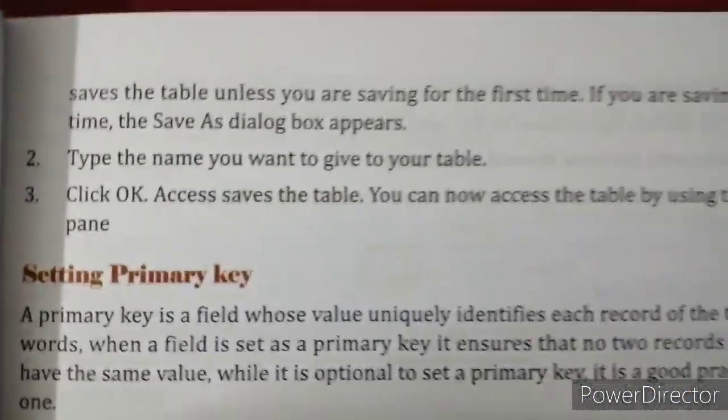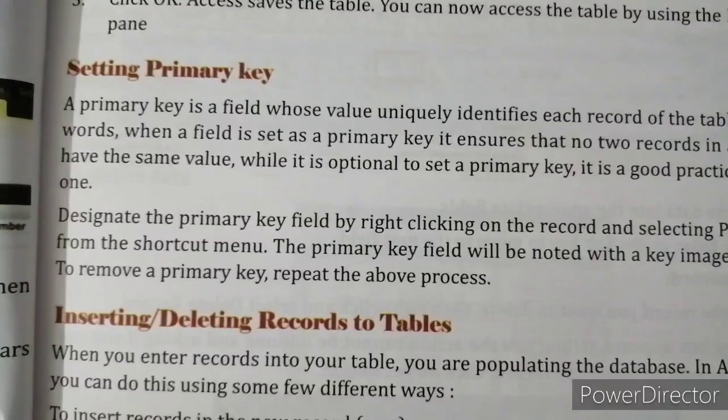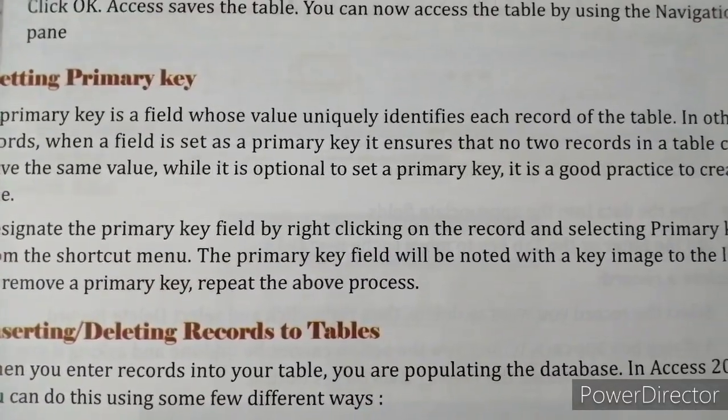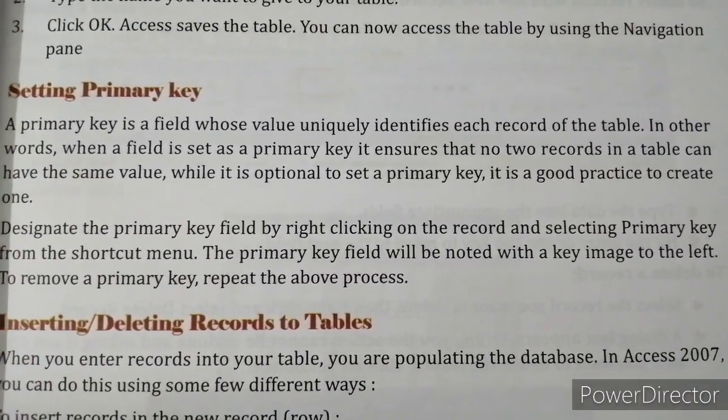We know how to save anything. From save, we have to click on save. We have to keep the name of the table. Now setting primary key. A primary key is a field whose values uniquely identify each record of a table.